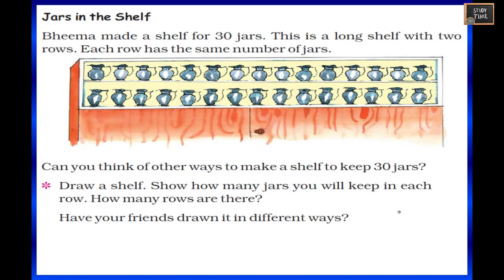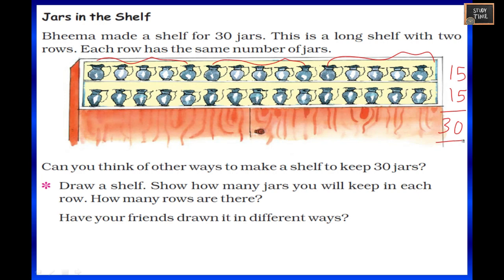Next, jars in the shelf. Bhima made a shelf for 30 jars. This is a long shelf with 2 rows. Each row has the same number of jars. So you can see here 5, 5, 5. So here it is 15, 15. So she arranged 2 rows. Each row has 15 jars. So totally she has arranged 30 jars.